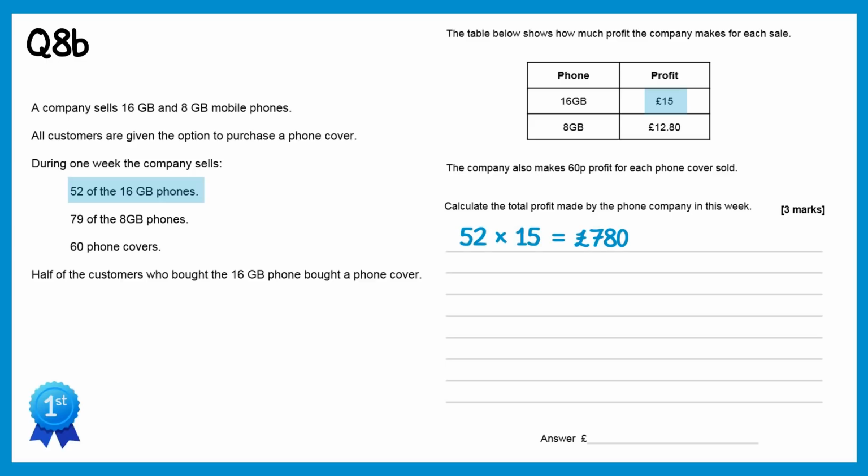If we look at 8GB phones, they sold 79 of those, and each one gets you £12.80 profit. So we'll do 79 times £12.80. And that gets you £1,011.20.